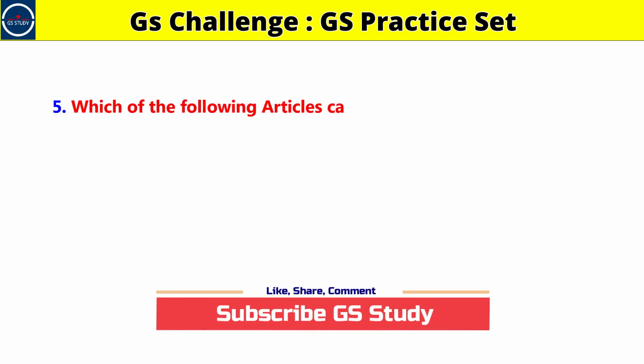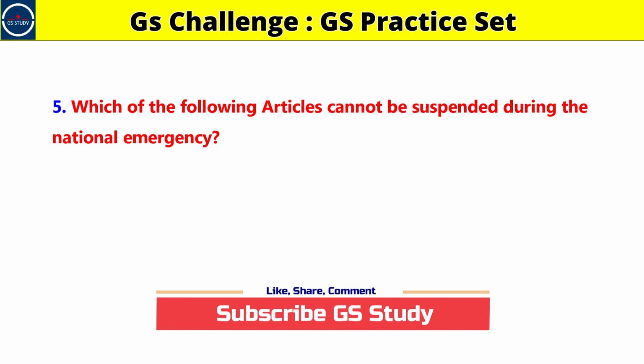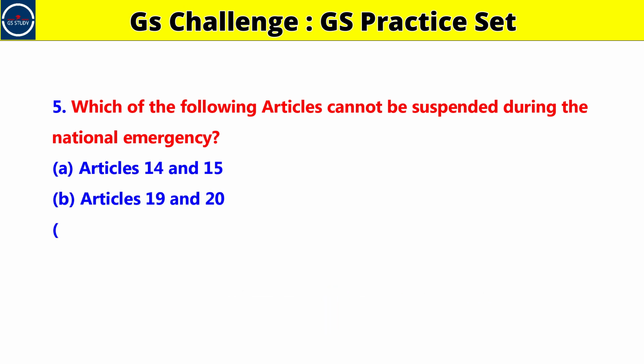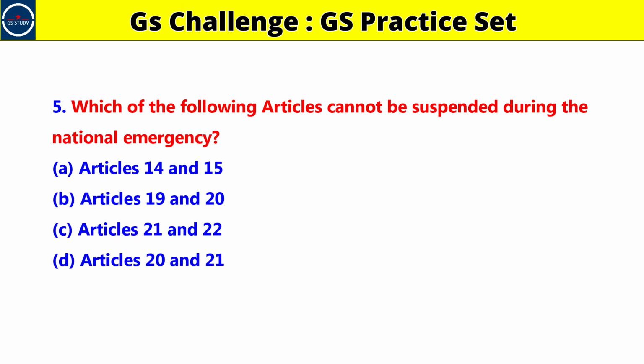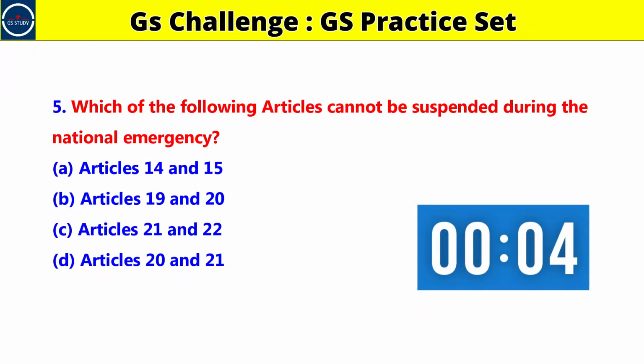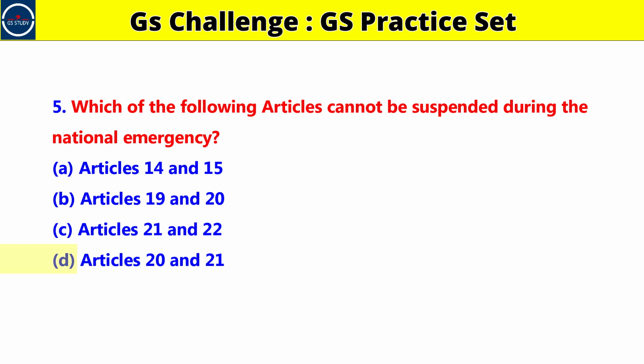5. Which of the following articles cannot be suspended during the national emergency? A. Articles 14 and 15. B. Articles 19 and 20. C. Articles 21 and 22. D. Articles 20 and 21. Correct answer: D. Articles 20 and 21 cannot be suspended during national emergency.